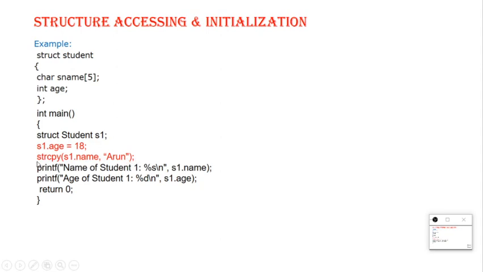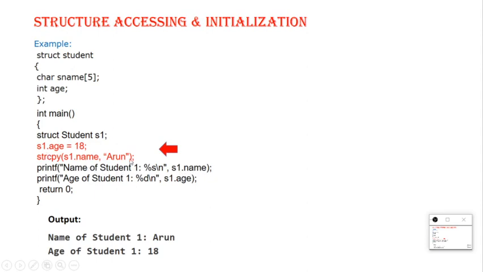Okay, so if you want to write string copy, then remember you should have a header file string.h. So this is how we can initialize the value. Let us see the output. Name of the student 1, s1.name, is nothing but Arun, and age of the student, s1.age. What is the s1.age? 18, right? So this is the output.